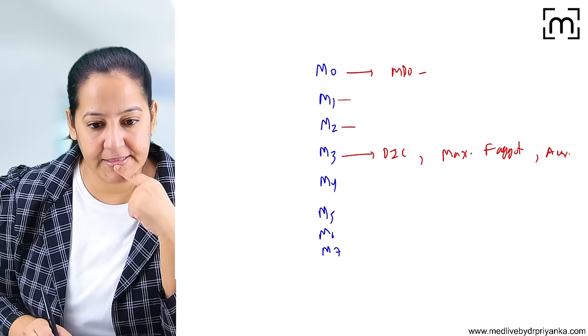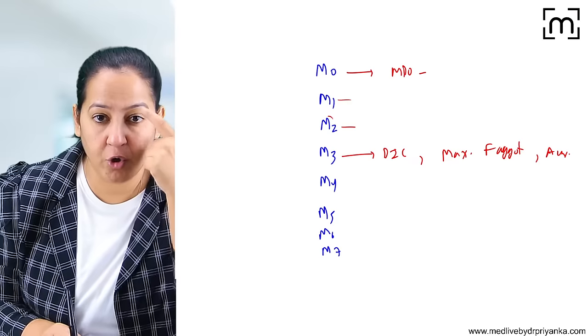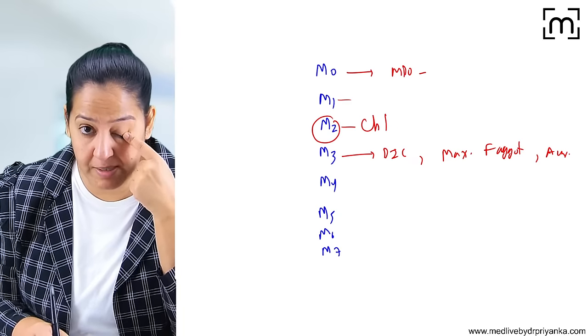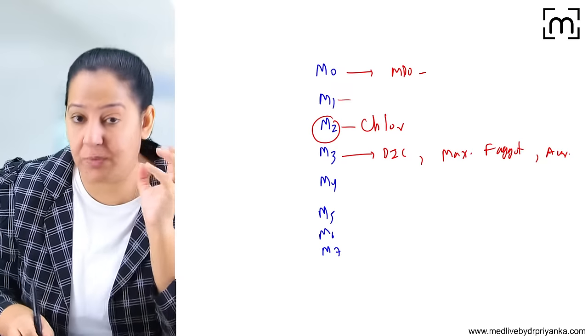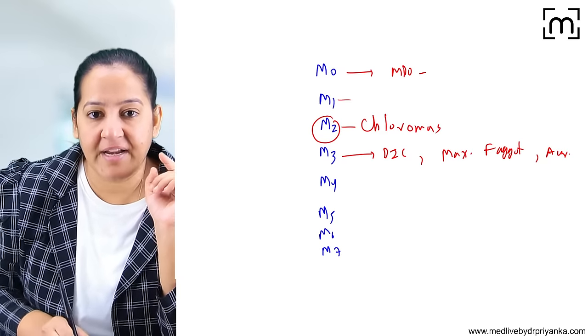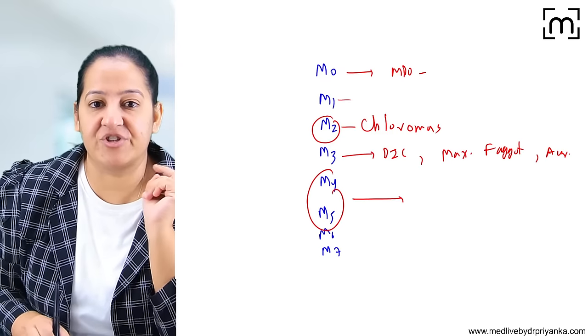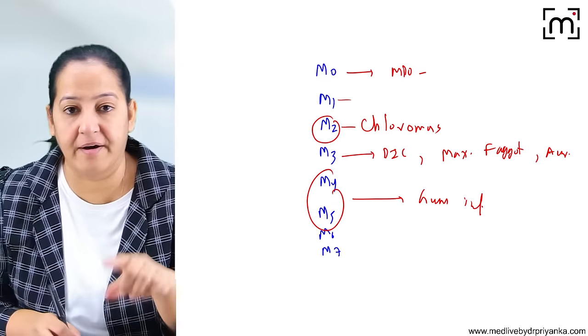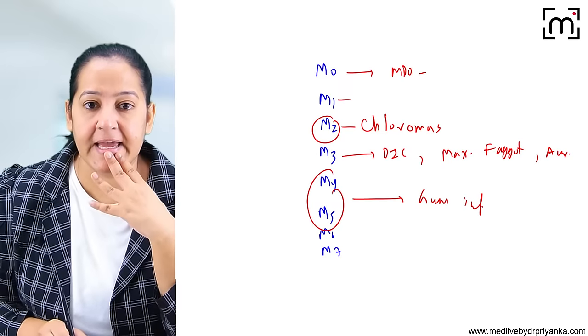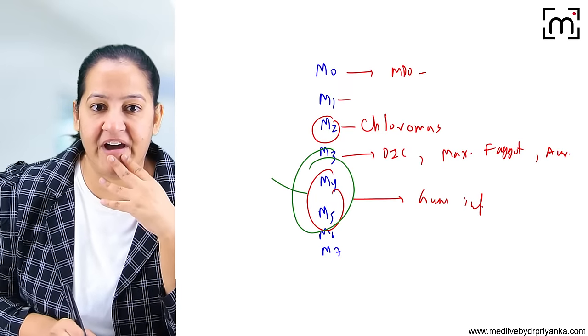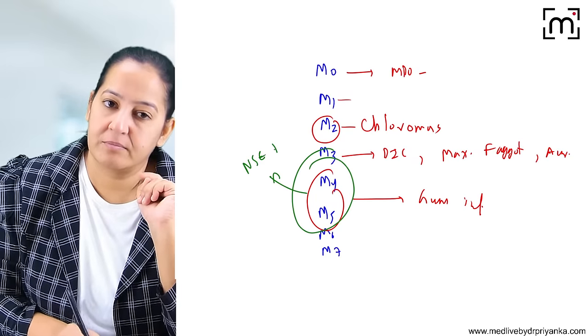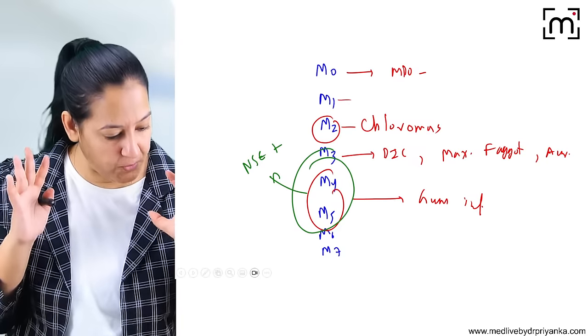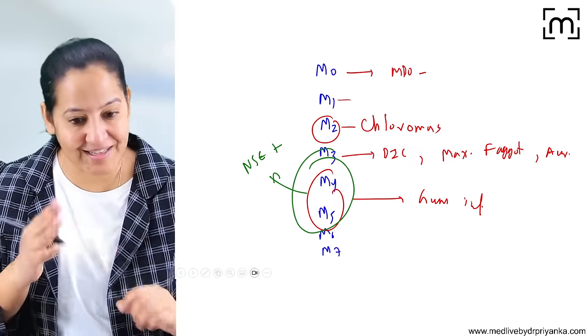And in M2, chloromas are there. You know what is chloroma? The orbit gets swollen. And in M4, M5, gum infiltration is there. These are the important points you have to learn. I've told you already, we are revising. And in M3, M4, M5, NSE is positive. That's it. So please learn. It is already given in the notes.